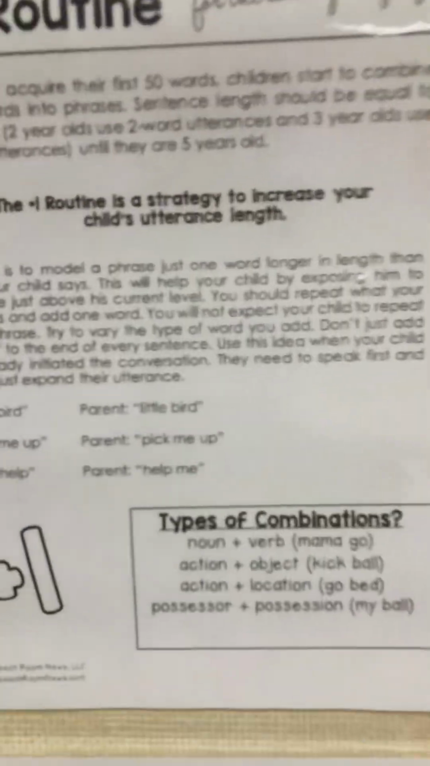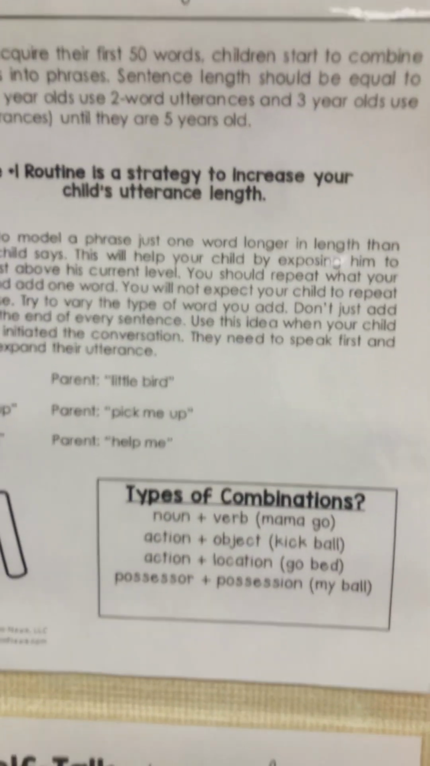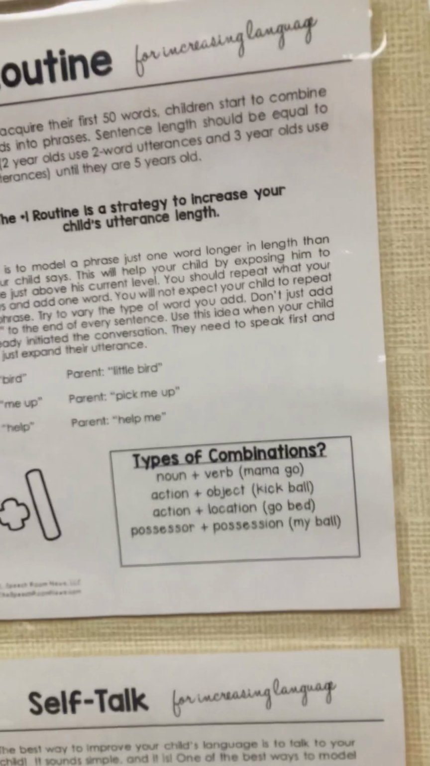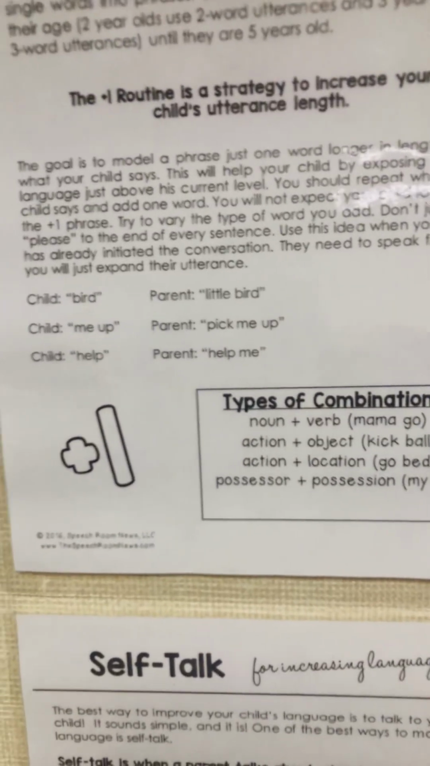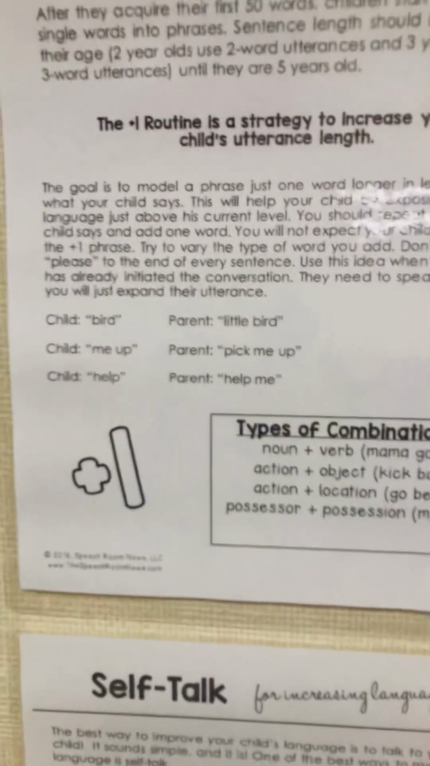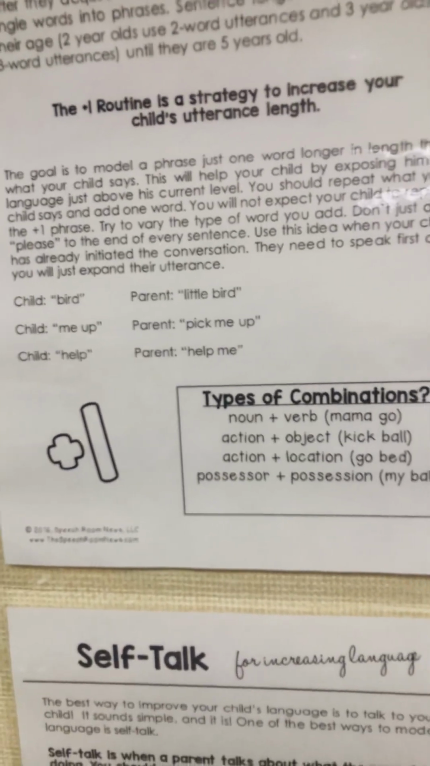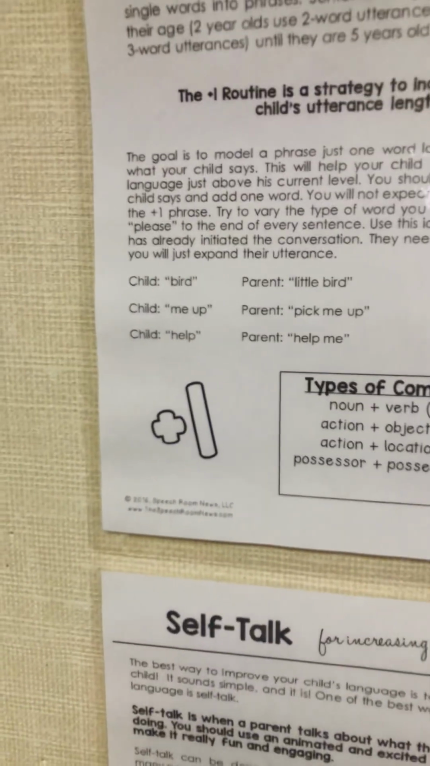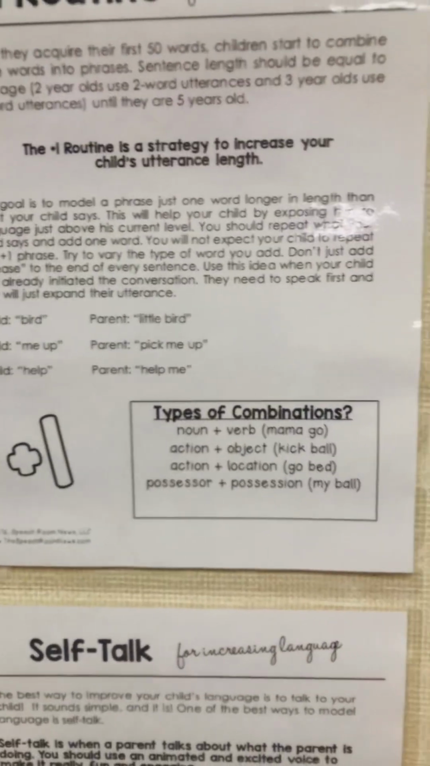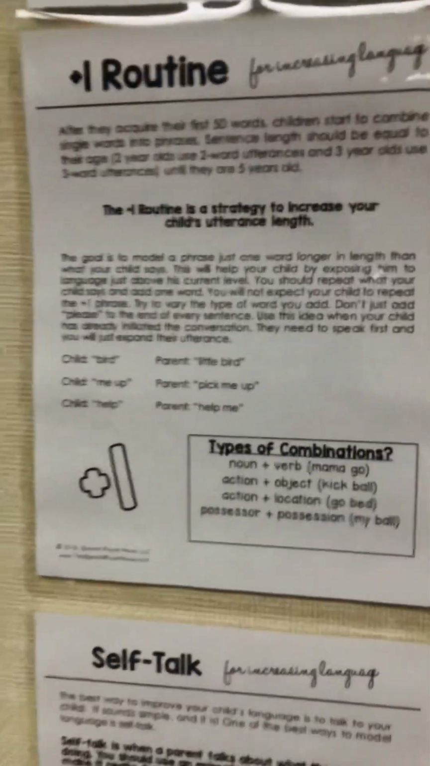The plus one routine is a strategy to increase your child's utterance length. The goal is just to add one word to whatever the child says. So if a child looks at a bird and says bird, you could say, oh, little bird or big bird. Or if the child says help, you could say help, please, or help me. Just add on one word to try to get your child to use more words, basically.